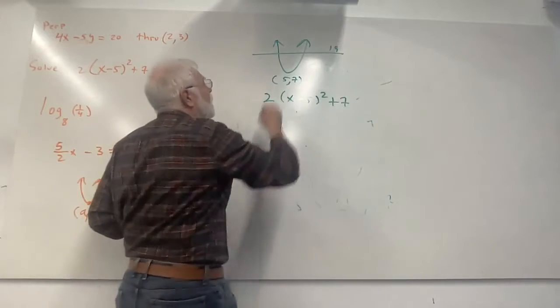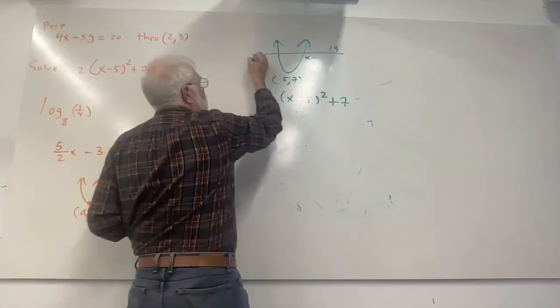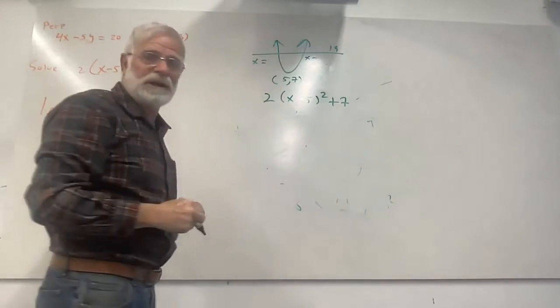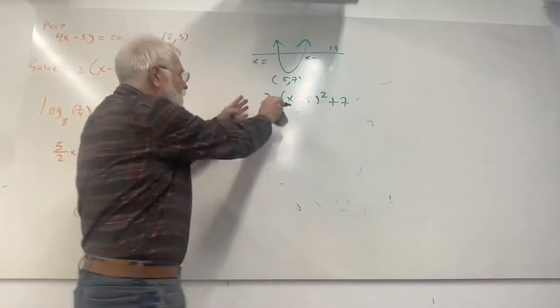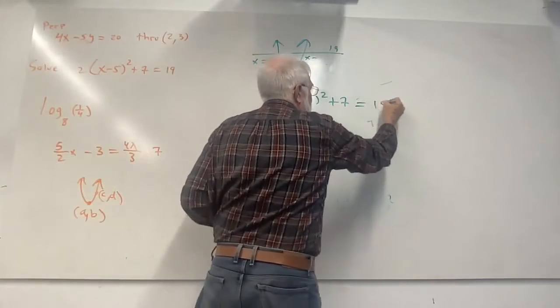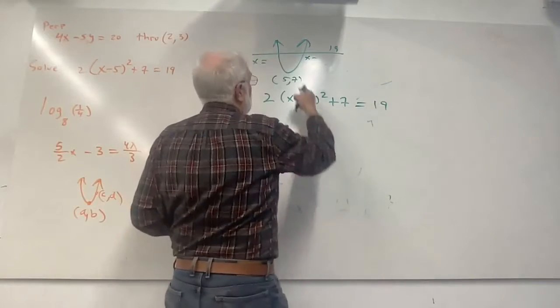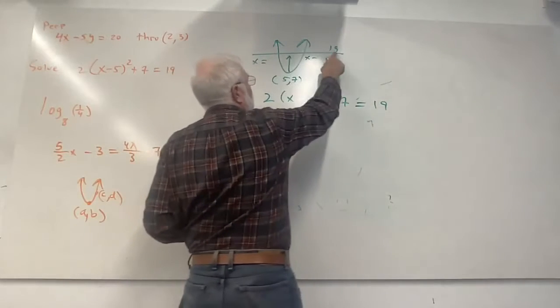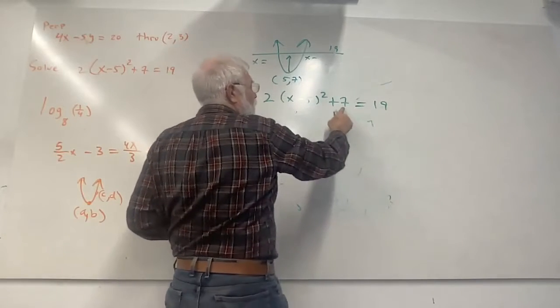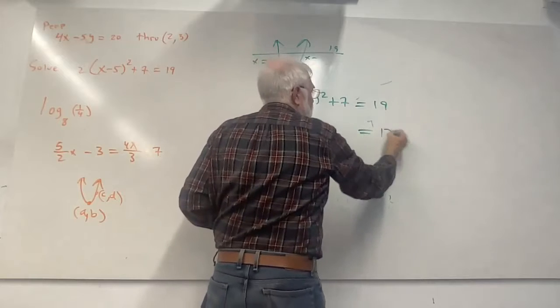19 is bigger than 7. There's an x here that works, and there's one there that works. I got two intersecting points, and I'm trying to solve for the x value that I put in here that gives me 19. So what am I going to do? Well, I got to go 7 to 19. It looks like I got to go up 7 to 19, 12 units. Oh, if I take away 7, that's 12.